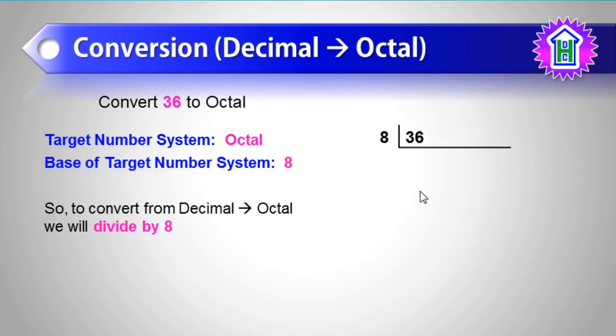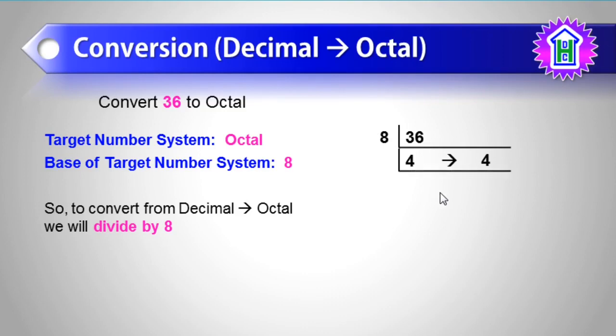We will divide it by 8. 8 4s are 32. 36 minus 32 is 4. So 4 is the remainder. This can be calculated like this also: 8 4s are 32 plus 4 is 36. So if 8 into 4 plus 4 matches 36, we are doing okay.